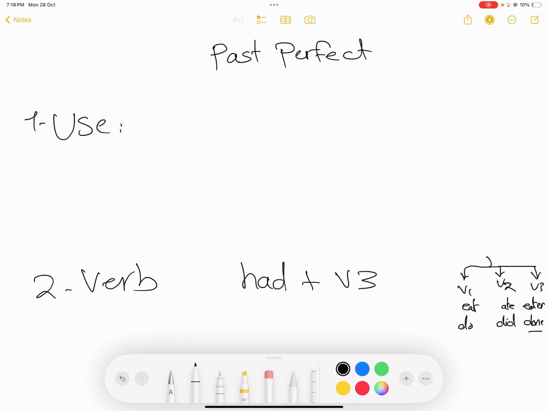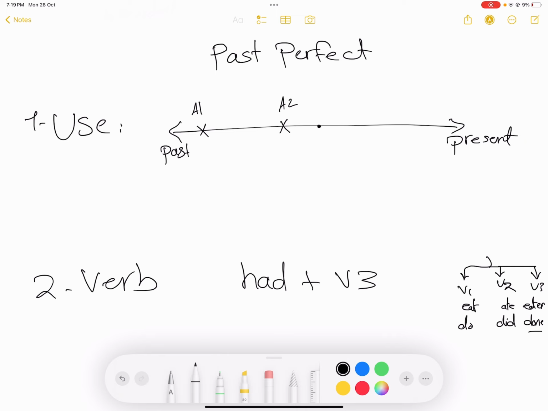When do I use the past perfect? I want you to pay attention here to the explanation, and then I'm going to write down when we use it. This is the time frame, this is the past, this is the present. Here I have an action, and then I have another one. Let's call this one action 1. Let's call this one action 2.